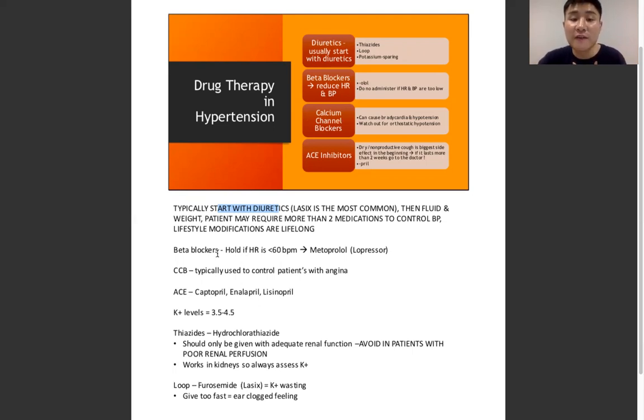So next, we move on to beta blockers. A beta blocker is a medication that reduces the heart rate and also the blood pressure of the patient. These medications end in -olol. So do not administer if the heart rate and blood pressure are too low. We never administer beta blocker medication if the heart rate is less than 60 and if the blood pressure is less than 100/80.